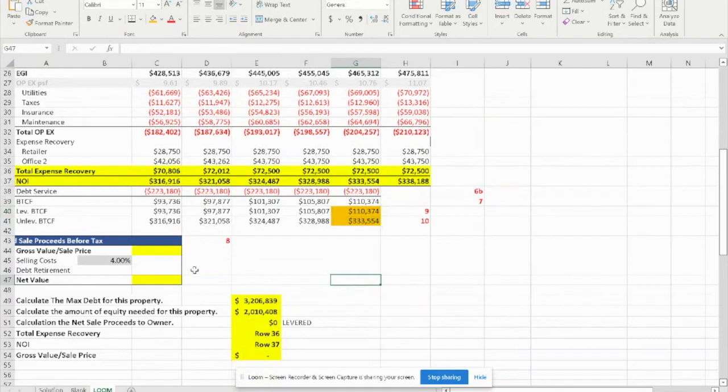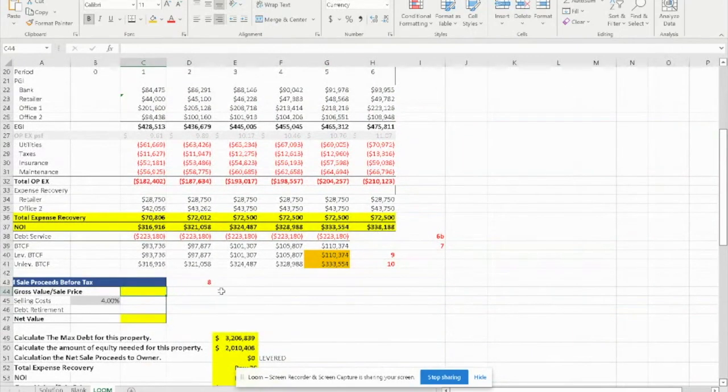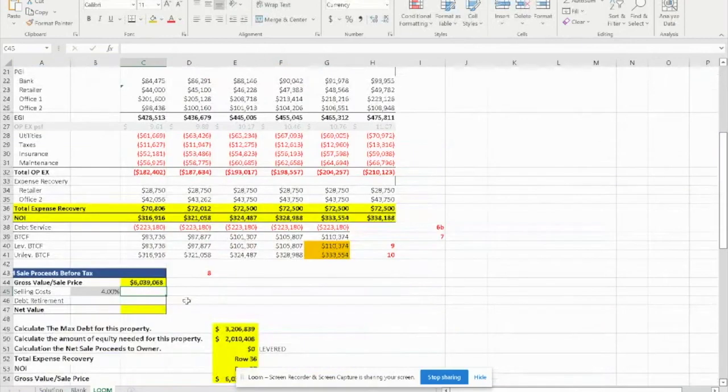flow. And to calculate the gross value or sales price at the end of year 5, we're going to use year 6 NOI, use the same exact cap rate formula. It's going to be the year 6 NOI divided by the exit cap rate, which is 5.6%. So you can sell this property for $6 million. And if you have the selling cost of 4%, in order to calculate the selling cost, you're going to say equal to negative 4% times the $6 million, which will give you negative $241,000.